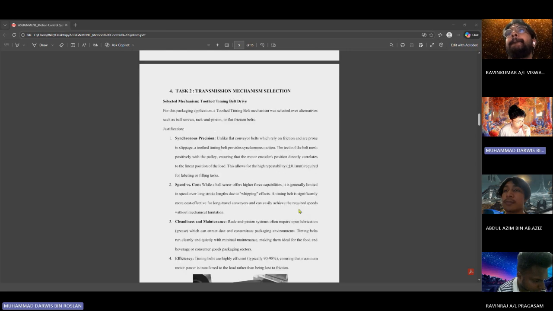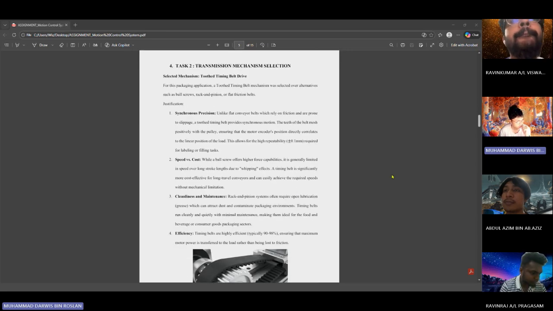Next is task two, which is transmission mechanism selection. The selected mechanism is a toothed timing belt drive. For this packaging application, a toothed timing belt mechanism was selected over alternatives such as ball screws, rack and pinion, or flat friction belt. The reason we choose this timing belt drive is synchronous precision. Unlike a flat conveyor belt, which relies on friction and is prone to slippage, the timing belt provides more synchronous motion.